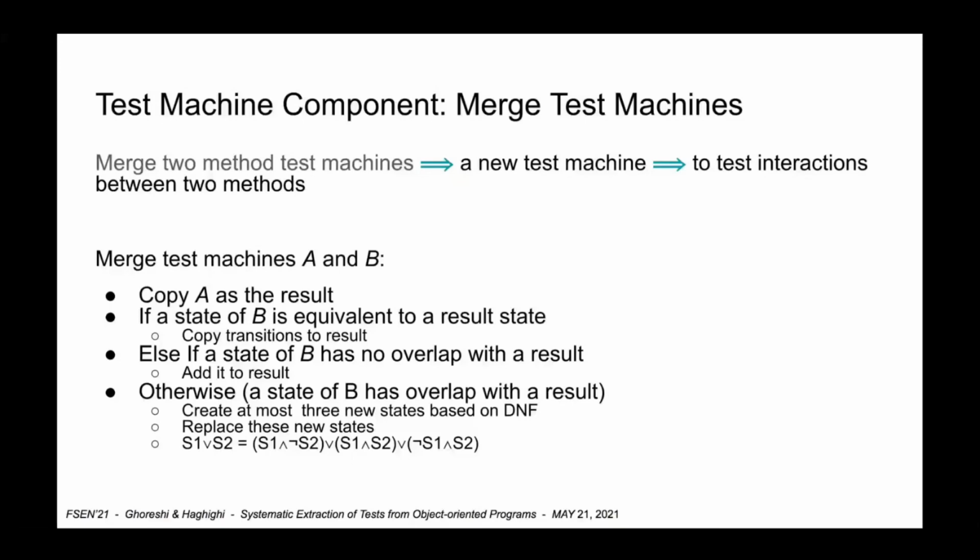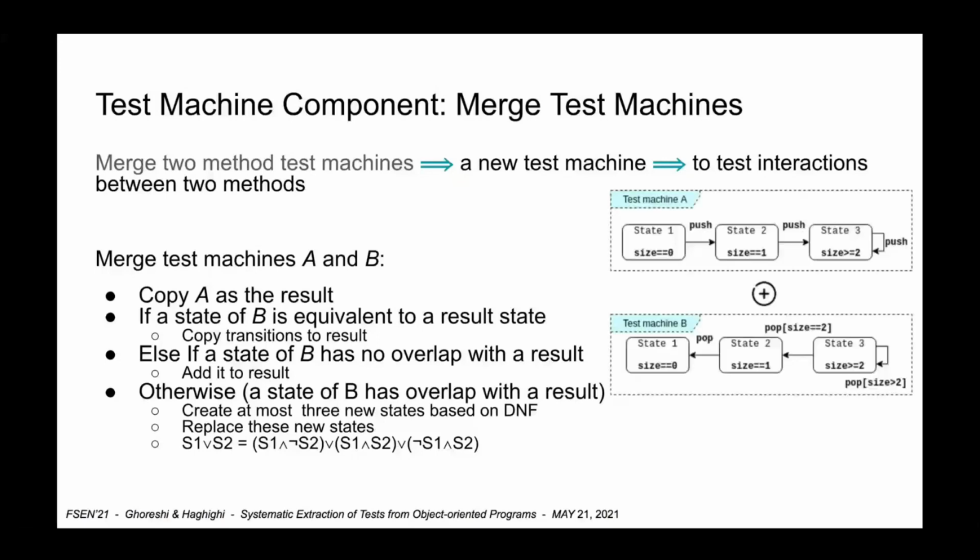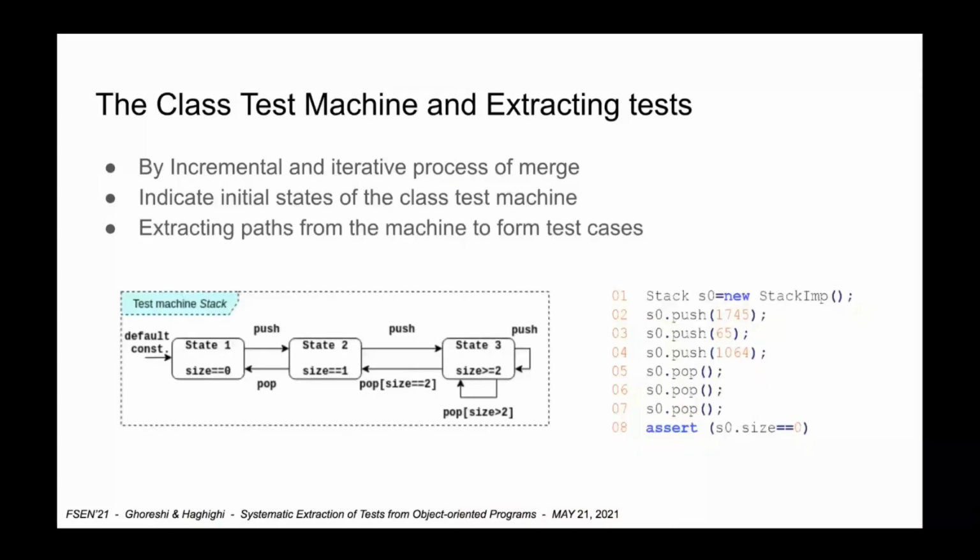For example, for our stack class, we saw how to extract the push test machine, and in a similar way, now the pop test machine. By merging them, we can obtain the merged test machine. At the end, after combining two method test machines, the resulting test machine can be merged with the third method test machine in a similar way. By applying this incremental and iterative process to other methods, we get the whole class test machine.